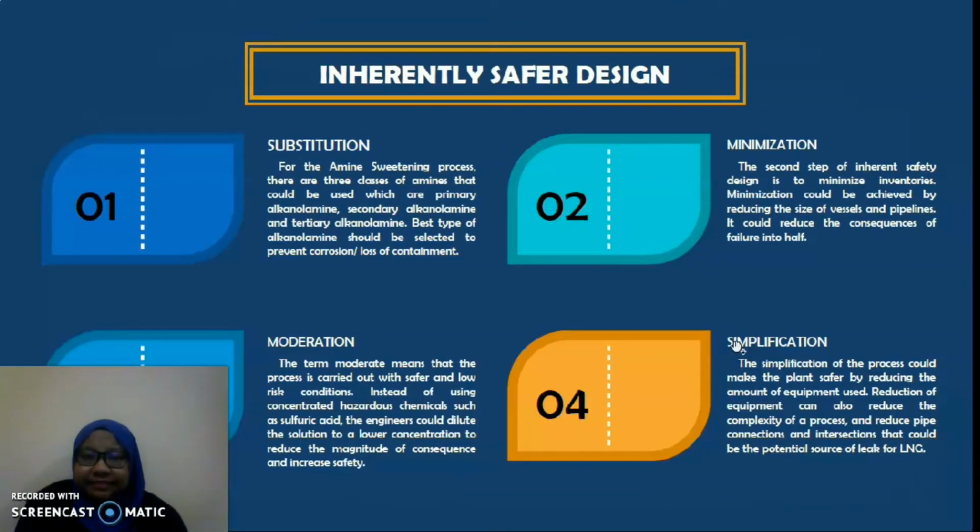For inherently safer designs, there are 4 principles to be applied. The first one is substitution, from the harmful substance to a less harmful substance. In this case, it is the substitution of MEA with MDEA, because MDEA is less harmful than MEA. The second one is minimization of the size of vessels and pipelines. Moderation involves lowering the concentration of our chemicals, and simplification is done through the reduction of equipment.